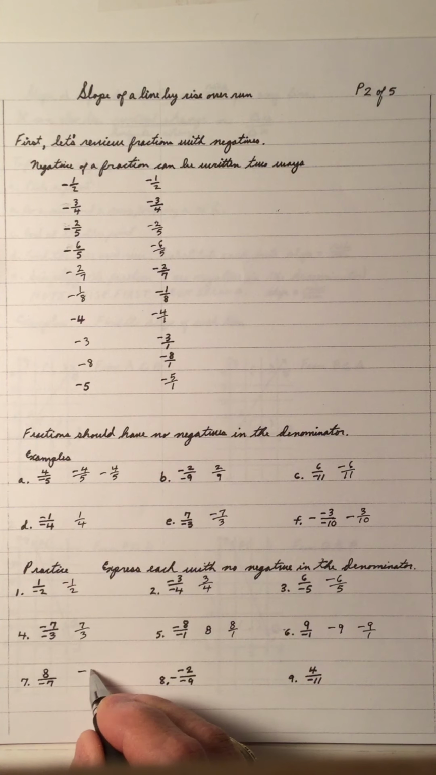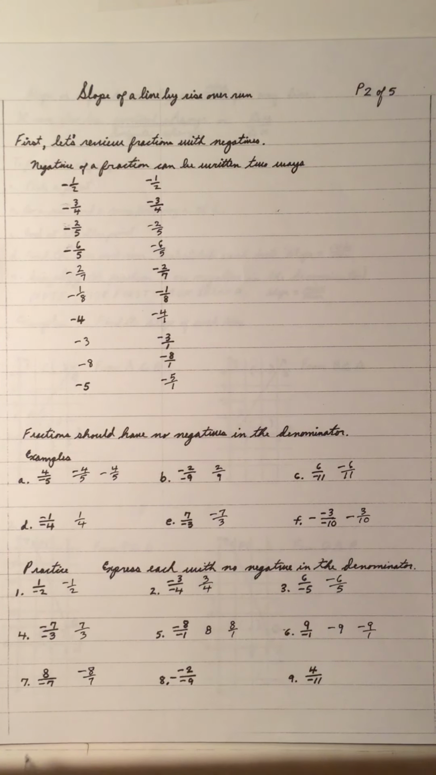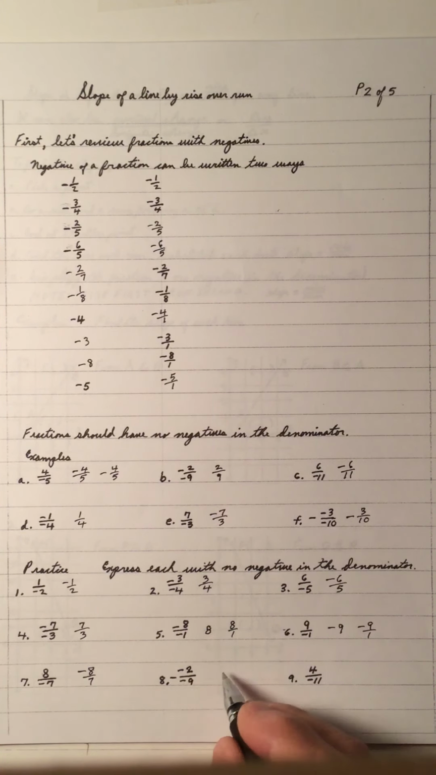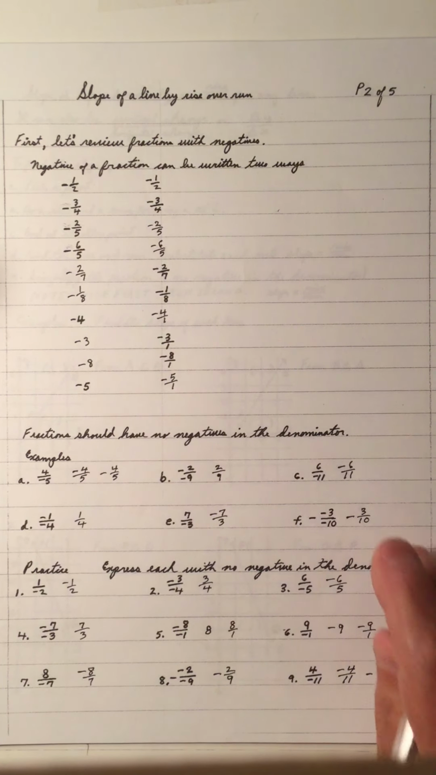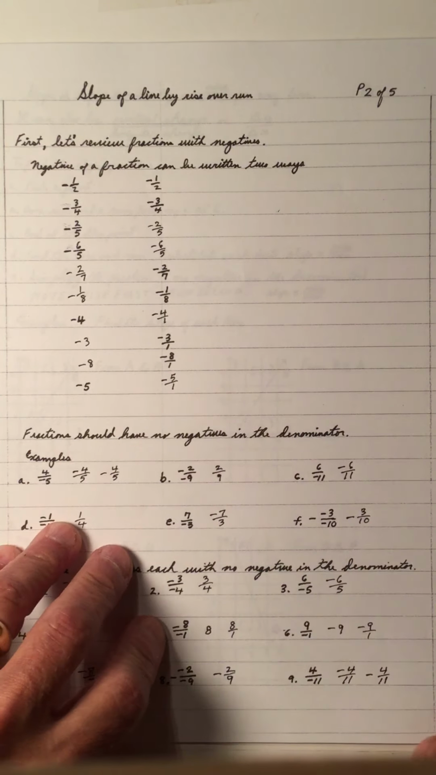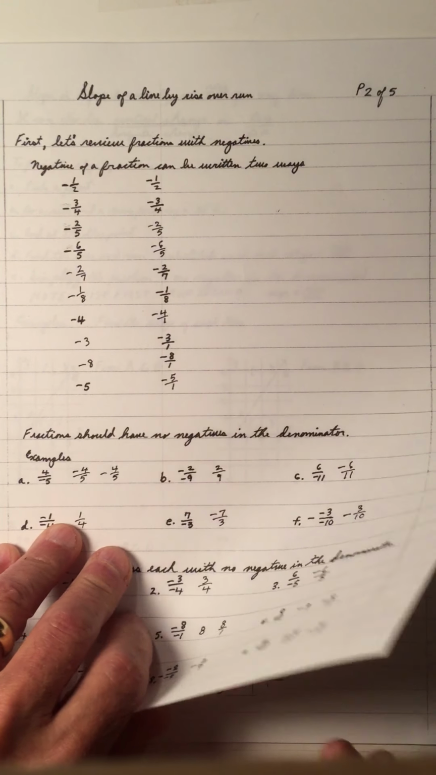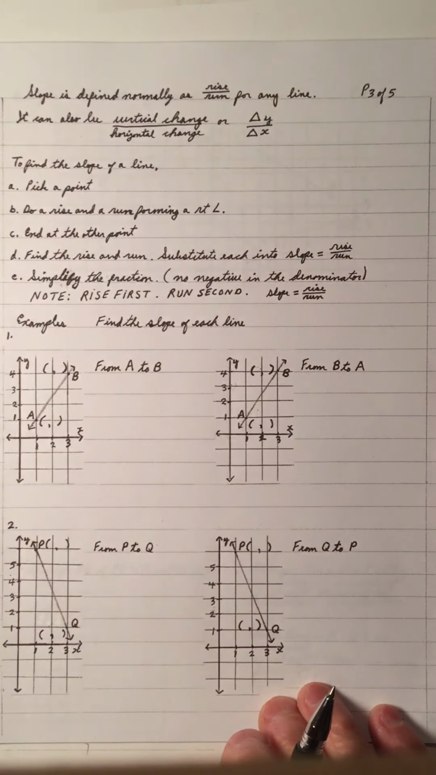Number 7, negative 8 over 7. And number 8, two negatives become a positive, so negative 2 over 9. And number 9 is a negative 4 over 11, or we could go negative 4/11. But the only reason I'm writing it this way is because we're going to do the rise over the run, one on top of the other. That's a review of no negatives in the denominator of a fraction.